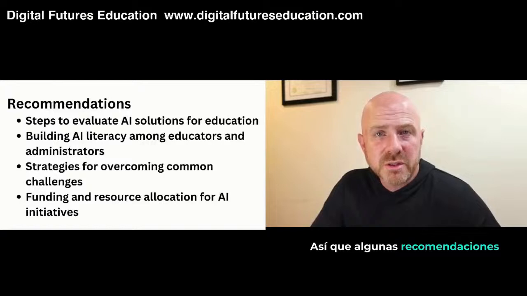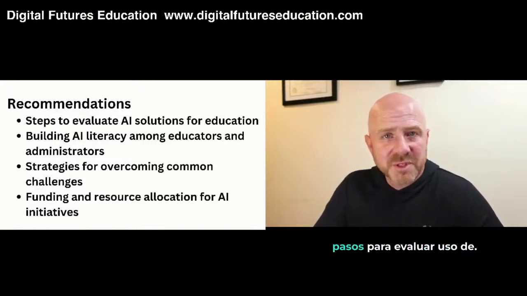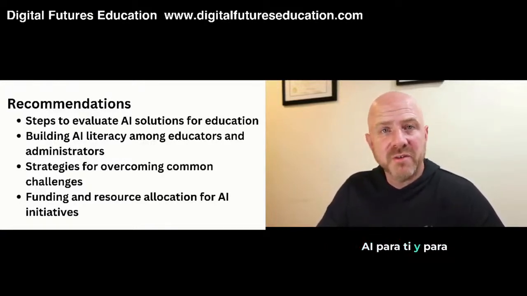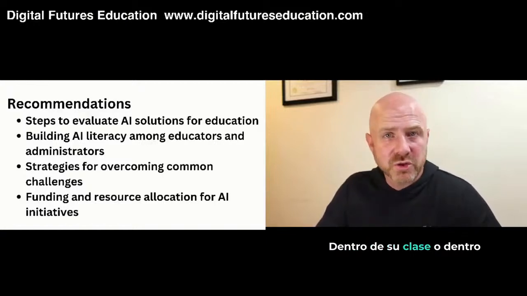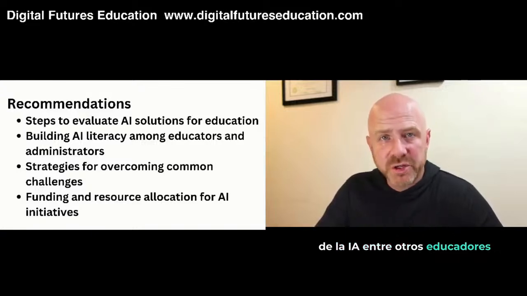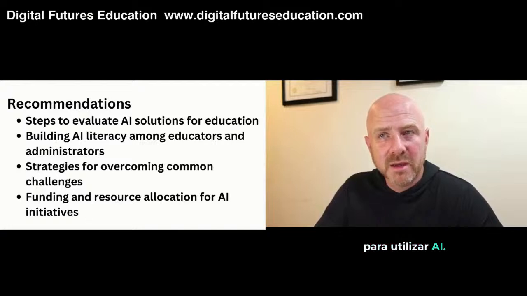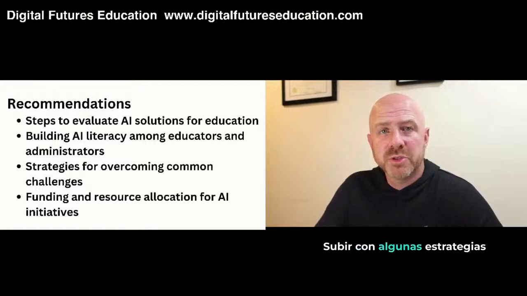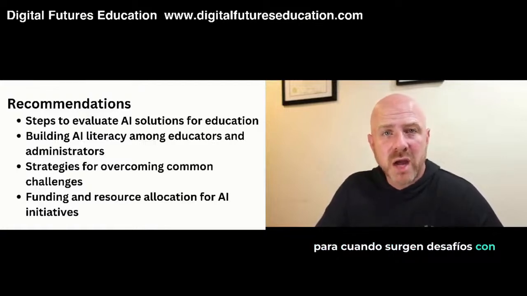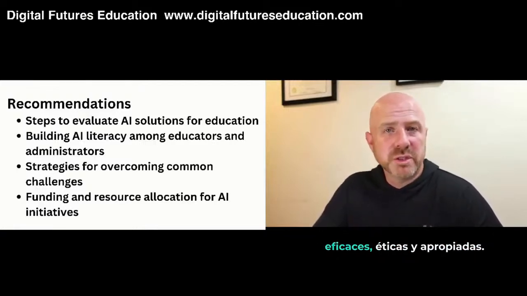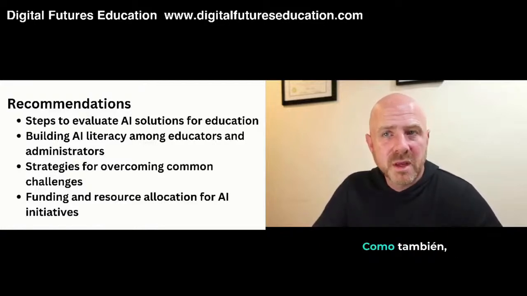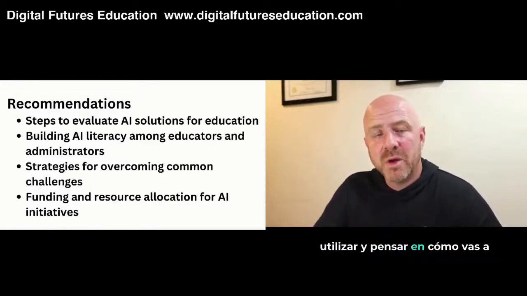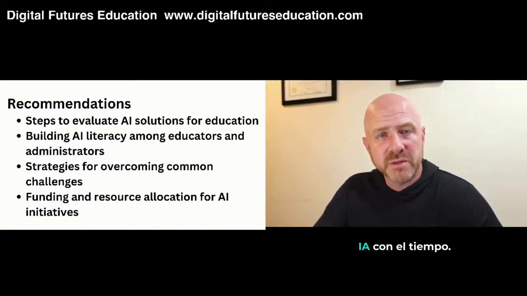So some recommendations as we move forward: have steps to evaluate the use of AI for yourself and for your students within your classroom or within your school. Also, build AI literacy amongst fellow educators and amongst students around the proper ethics and best practices for using AI. Also, strategies for overcoming challenges. Come up with some strategies for when challenges arise with the use of AI, solutions that are effective, ethical, and appropriate. Also utilize and think about how you're going to fund the use of AI over time.